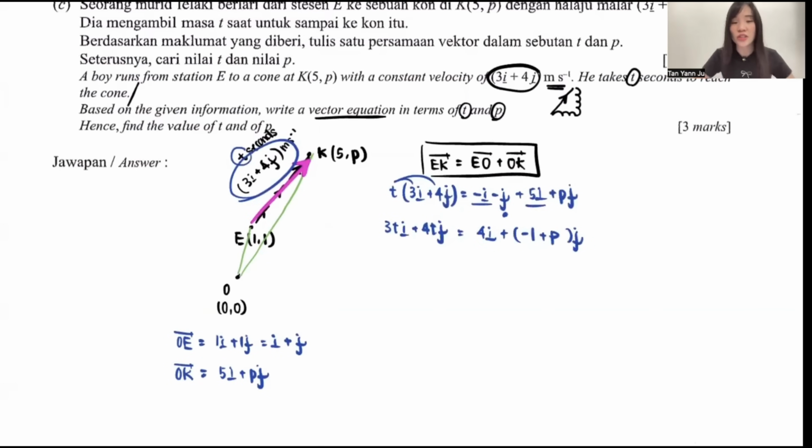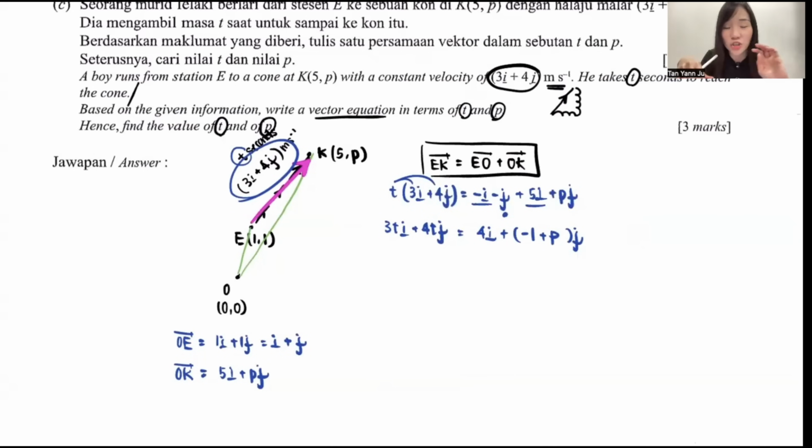Can you see that? So they just want me to write a vector equation in terms of t and p. So actually at this moment, I already got the equation that has t and p inside. But don't stop there, because the question continues to ask me to find the t and find the p. So how do I find the t and the p?